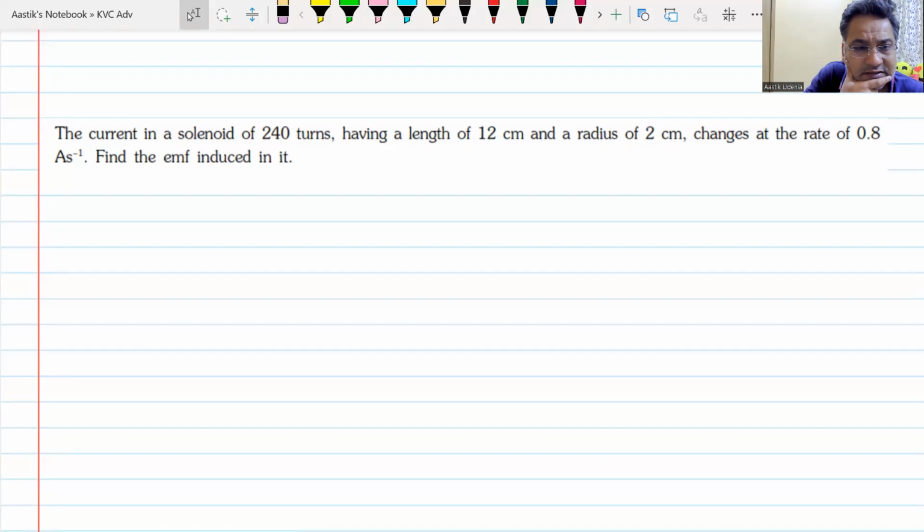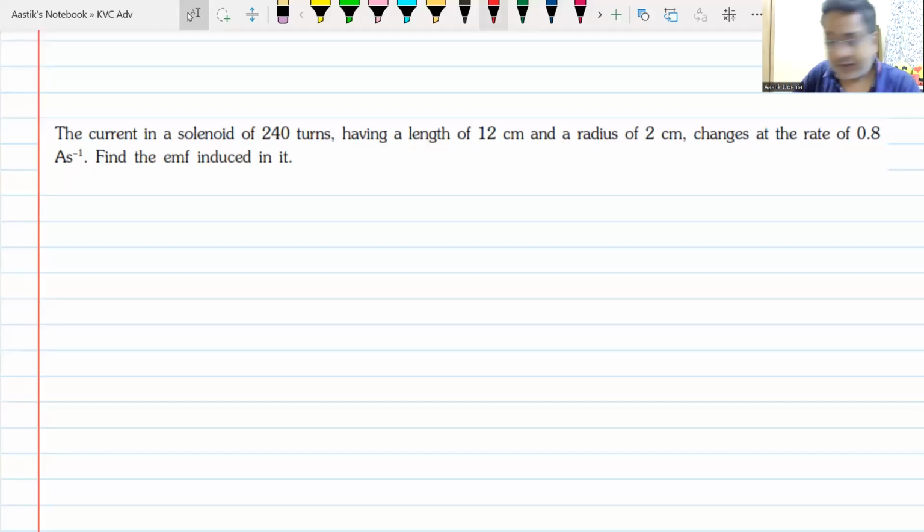Then this is the next question that we are going to do. A current in a solenoid of 240 turns having a length of 12 centimeters and a radius of 2 centimeters changes at the rate of 0.8 ampere per second. Find the EMF induced. I'll give you 2 minutes to give me the answer.